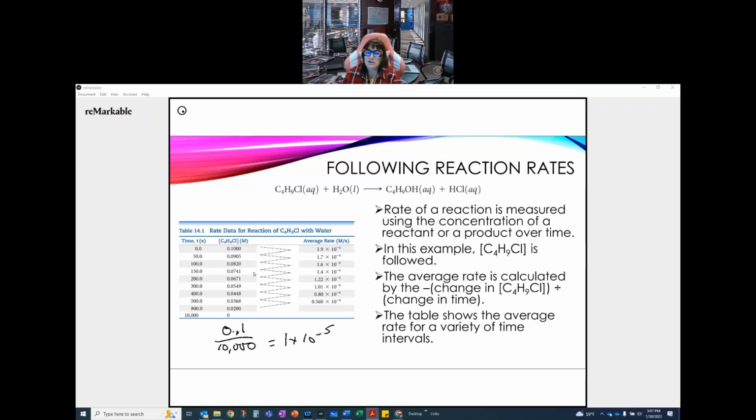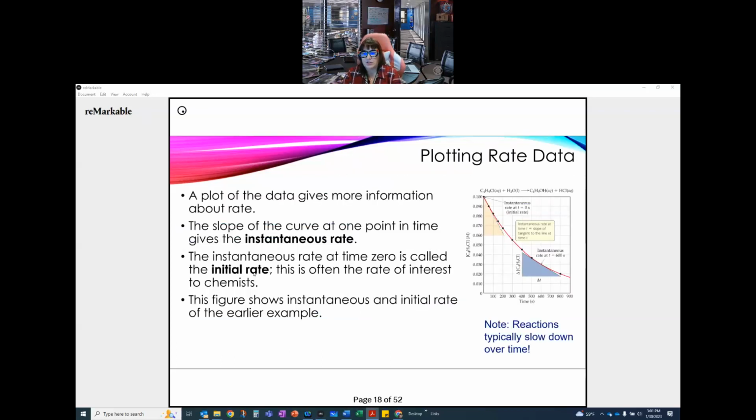But if I can measure it all over the place, how do I know that it's going to be the same thing that's being measured somewhere else? And that's where things start to get a little different. Okay. One of the things that we do is to plot the rate data. So we can plot that data, so concentration versus time, and it gives us more information about the rate.